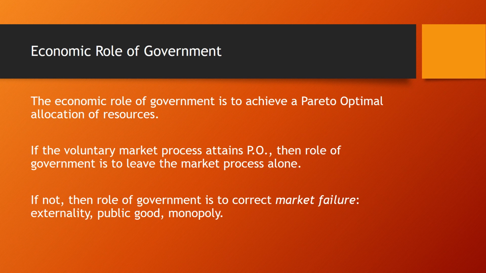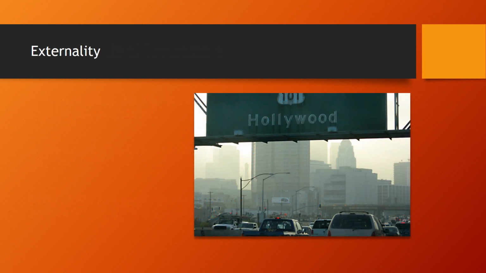Conceptually, there are three classic types of market failure: externality, public good, and monopoly. I want to introduce the sort of general ideas of these three sources of market failure.